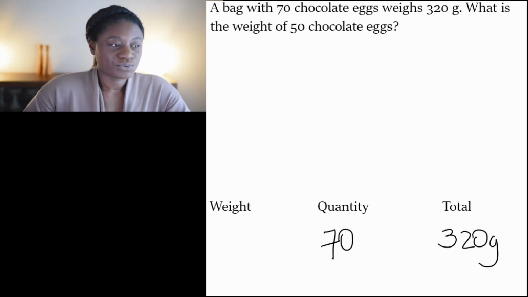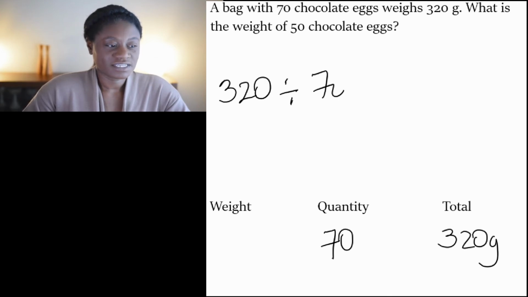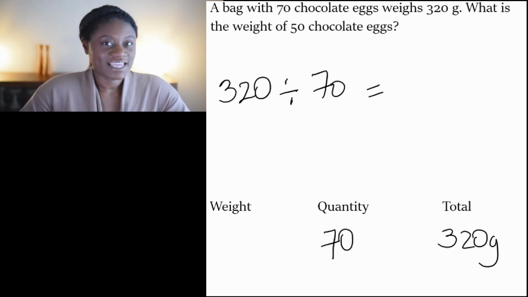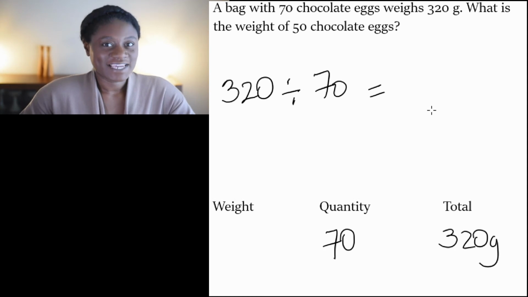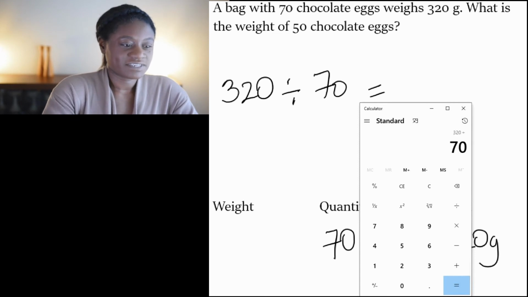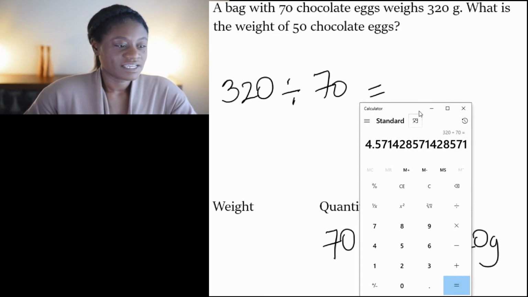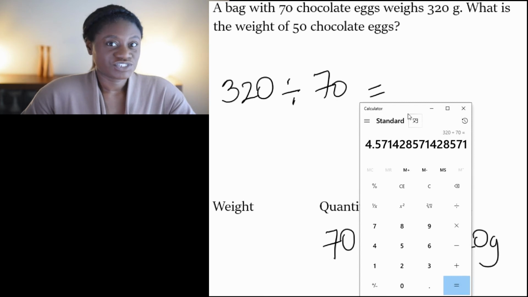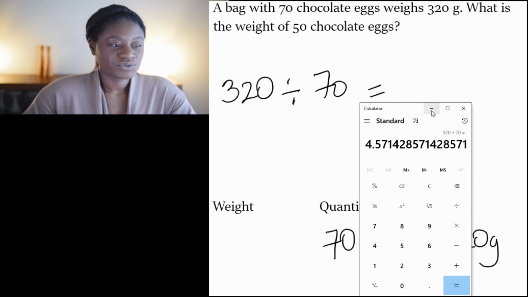Now we have total, 320, divided by quantity, 70, which will give us the weight for a single egg. Okay, let's bring out our calculator. 320 divided by 70. We're just going to do this to 2 decimal places, so we'll use 4.57.